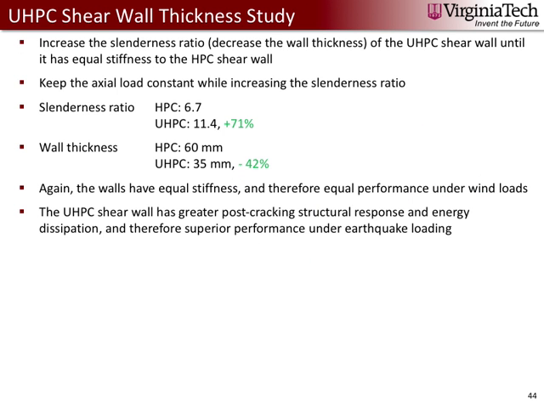So now, taking the information we've learned in the previous sections, we're studying exactly how thin we can make these UHPC shear walls with equal or better structural response. In this case, we're increasing the slenderness ratio, the same as decreasing the wall thickness, two names for the same thing, until it has equal stiffness to the HPC shear wall. As we decrease this thickness, we keep the axial load constant.